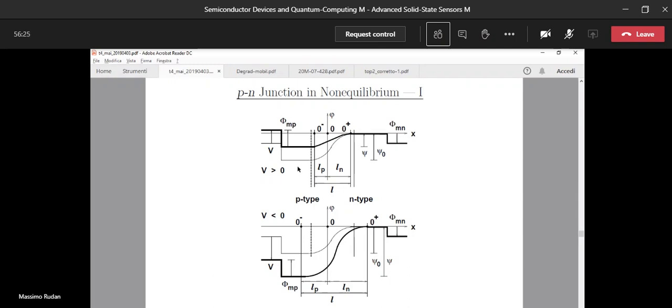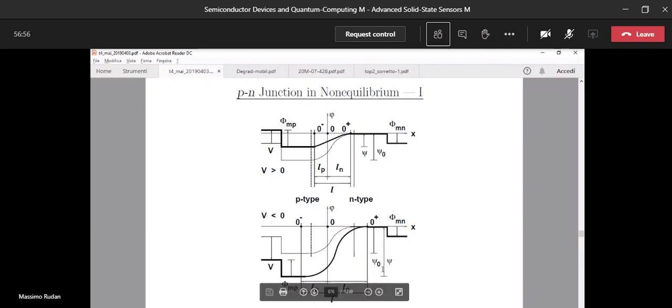Okay? So we expect a significant current, and the current will flow from left to right, because holes go also from left to right, and they are positive. Electrons go from right to left, but they are negative, so the current associated to them still goes from left to right. Okay, so this is the condition of direct bias.